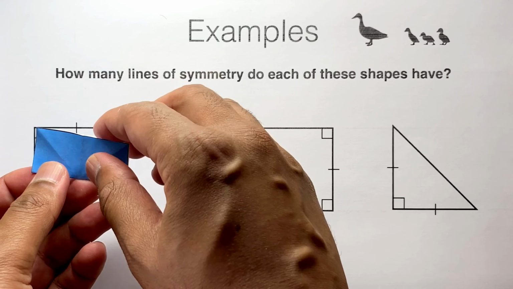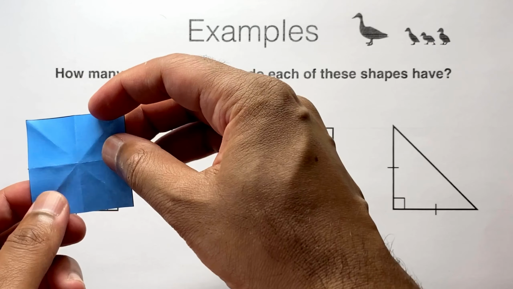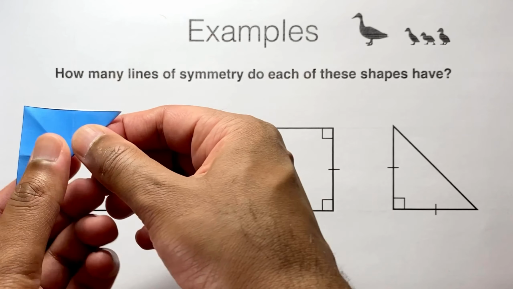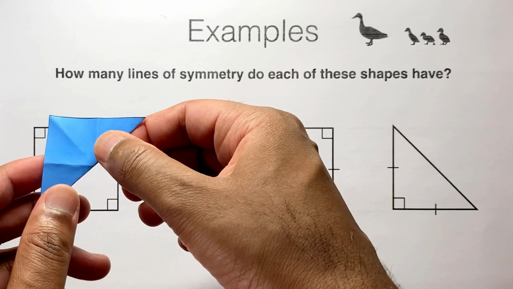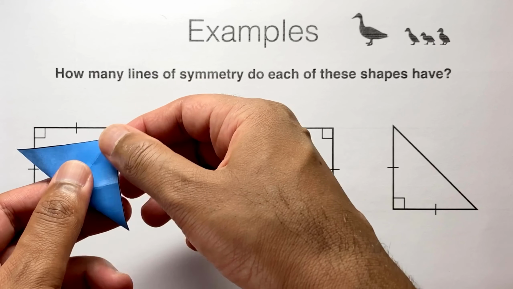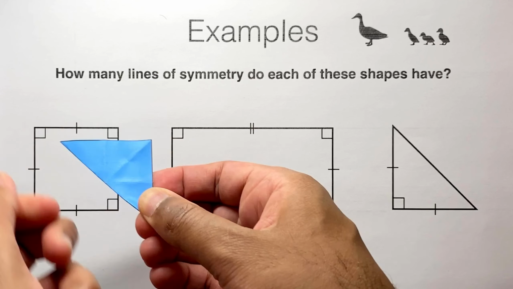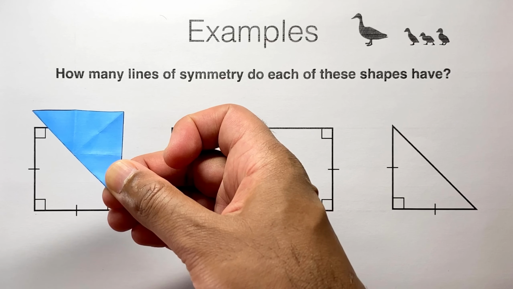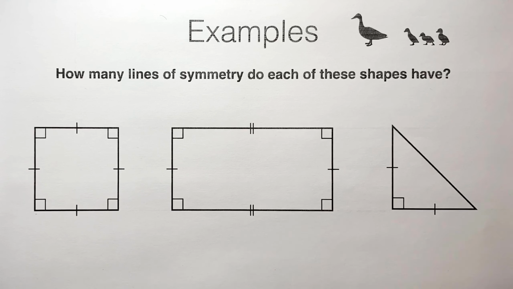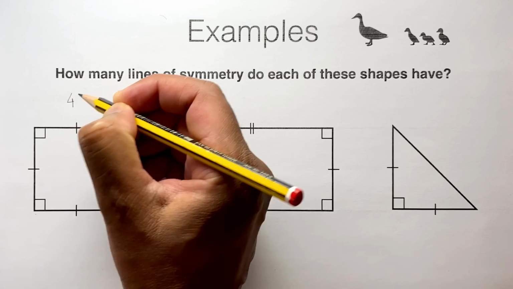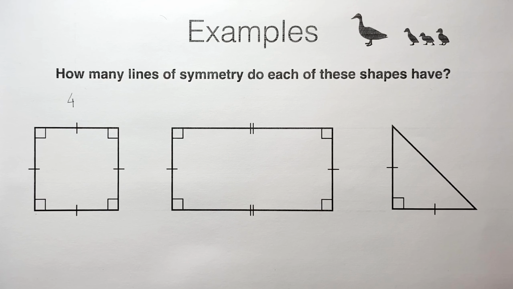But I could also fold it along the diagonals. I could fold it along this diagonal, like that. Or I could fold it along the other diagonal, like that. So my answer to the first question here is just 4. The square has 4 lines of symmetry.